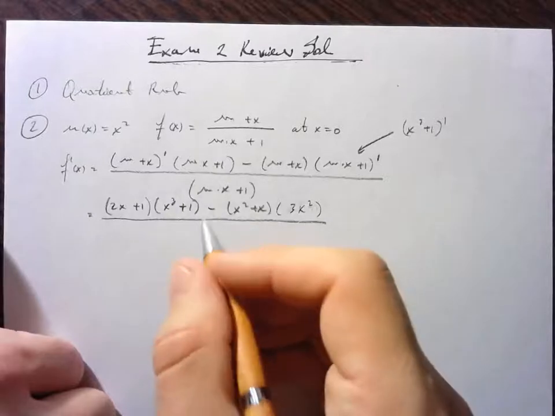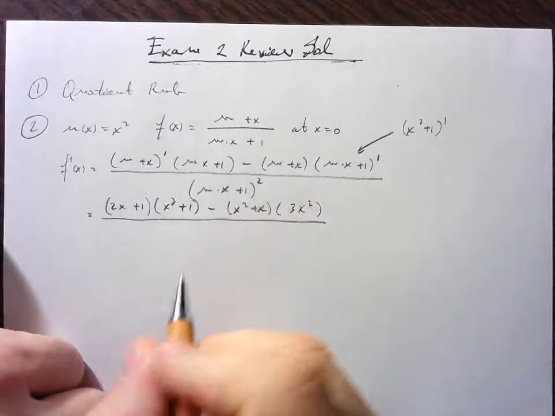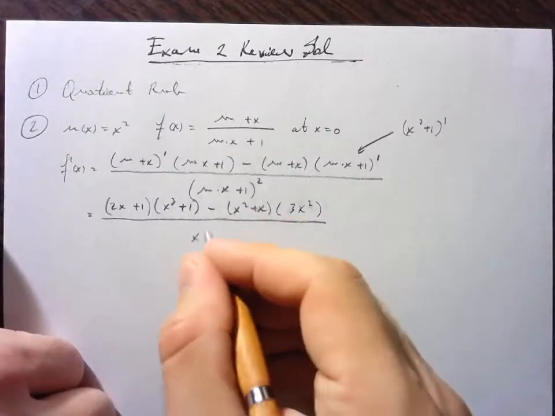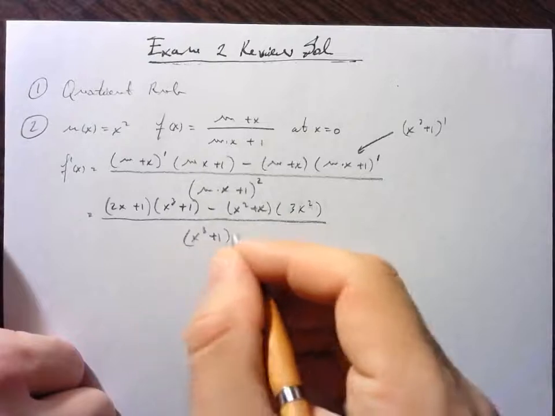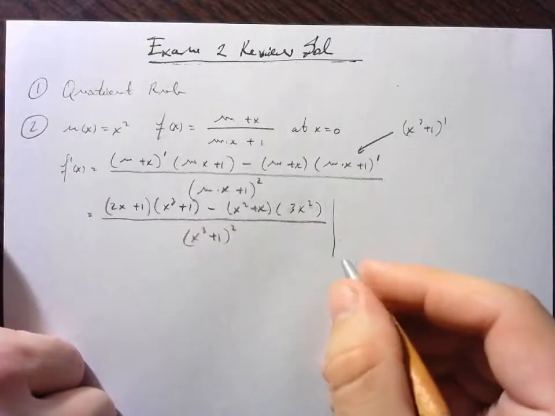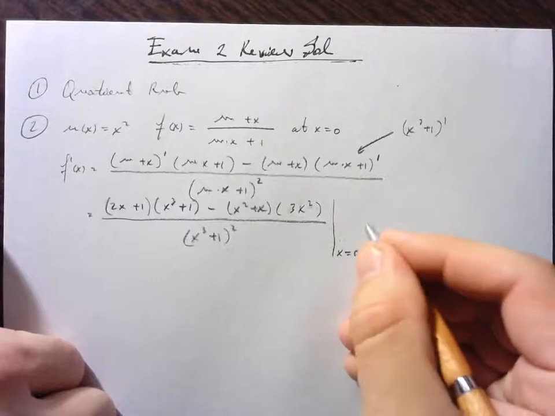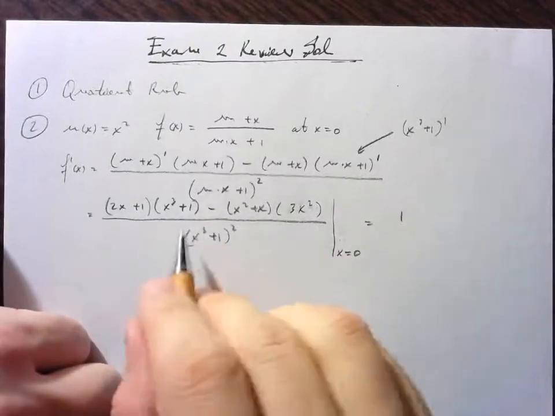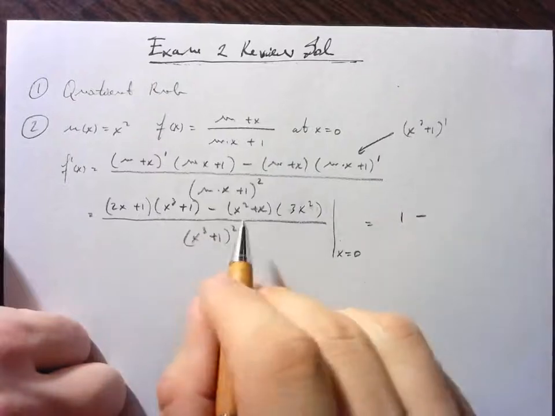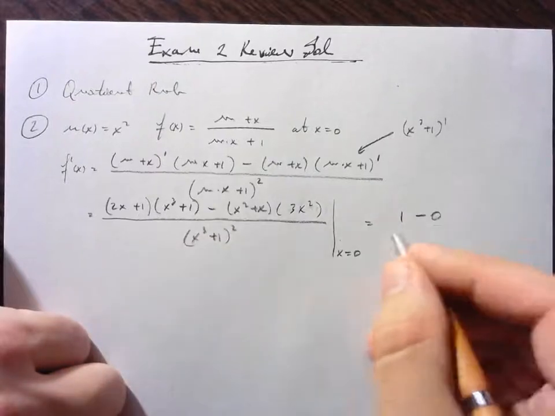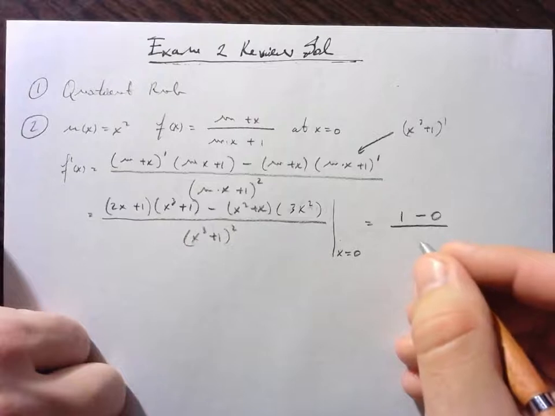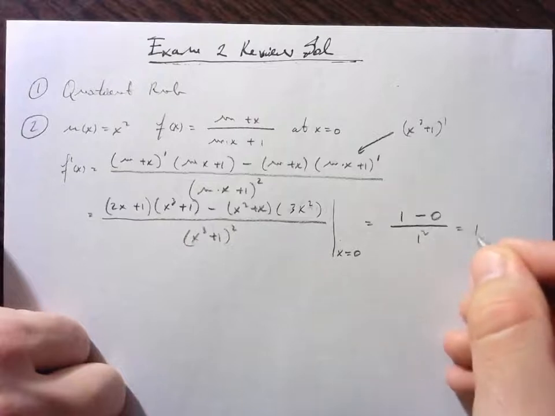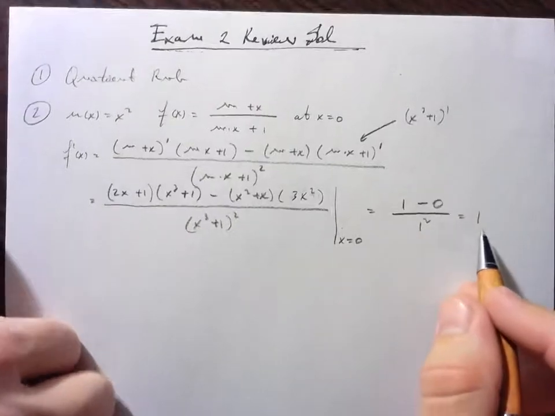So that's the top, and then the bottom, I'm just squaring this, so I have x cubed plus 1 quantity squared. And I'm evaluating this when x is 0. So anywhere I see x, that's going to disappear, which means this term is going to be 1 on top here, minus, this is just 0, divided by 1 squared. So the slope that we have at x equals 0 is 1.